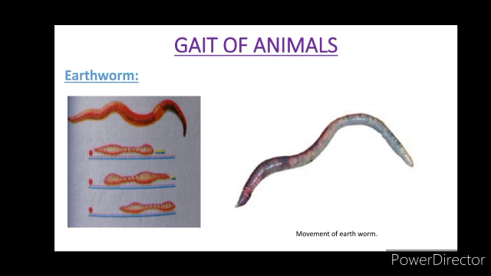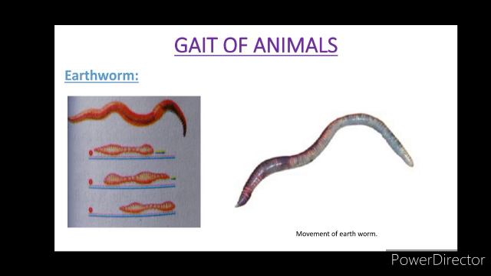Students, now in this class I am going to teach you gait of animals. Okay. So gait means walking pattern. A person's or an animal's pattern of walking. So first we are going to know walking pattern of earthworm. Observe an earthworm moving on soil in a garden.